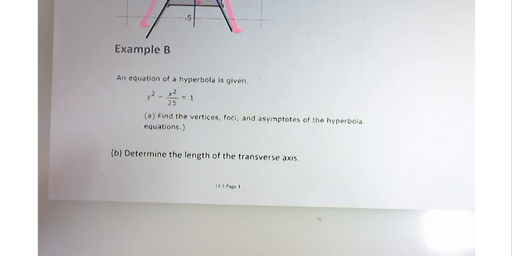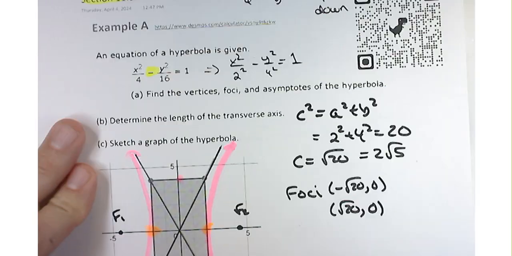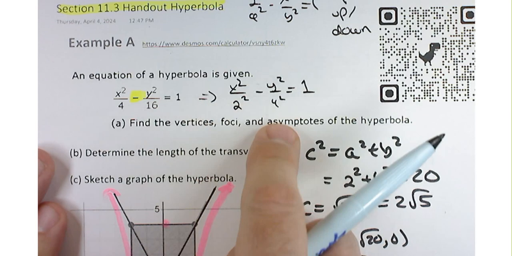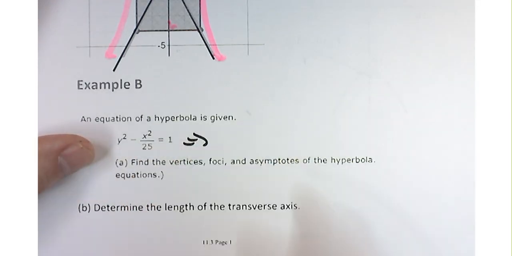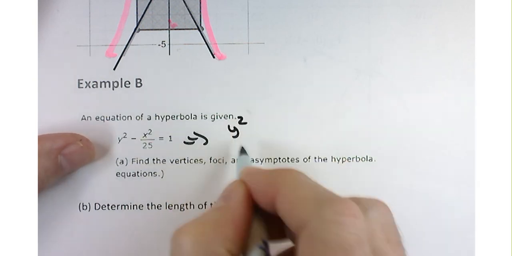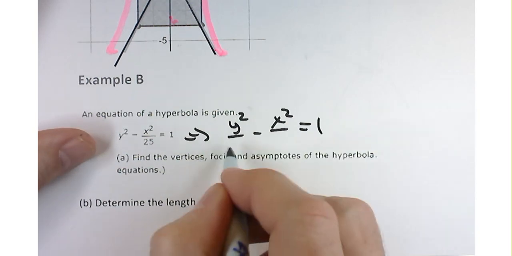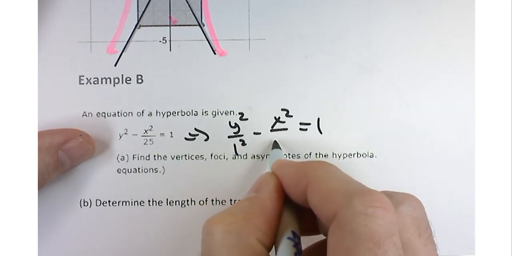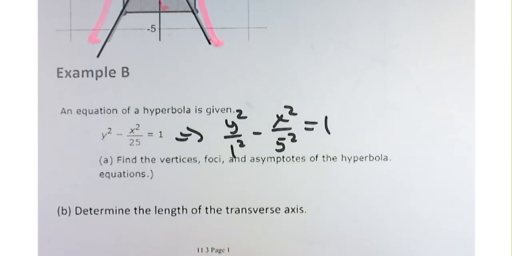Diana. In this section, in the last section, it always helps us out to rewrite things as something squared over something else squared. What would I write here? How do we write that? We do 1 squared and then 5 squared. Perfect. So we're going to rewrite this as y squared over 1 squared minus x squared over 5 squared.